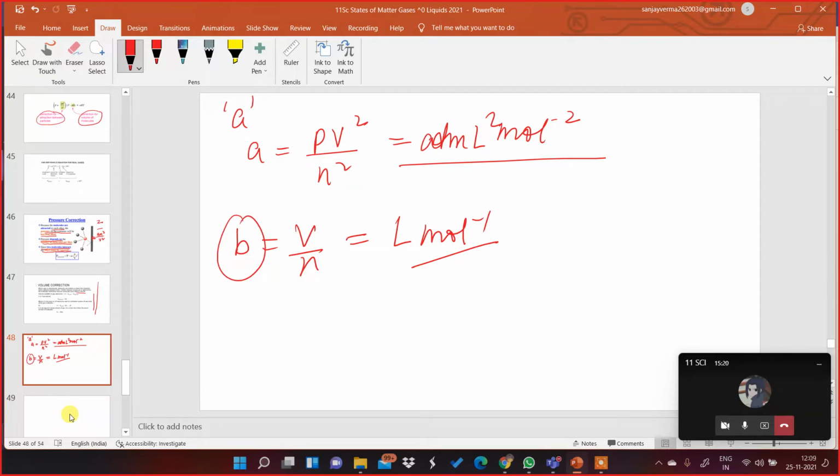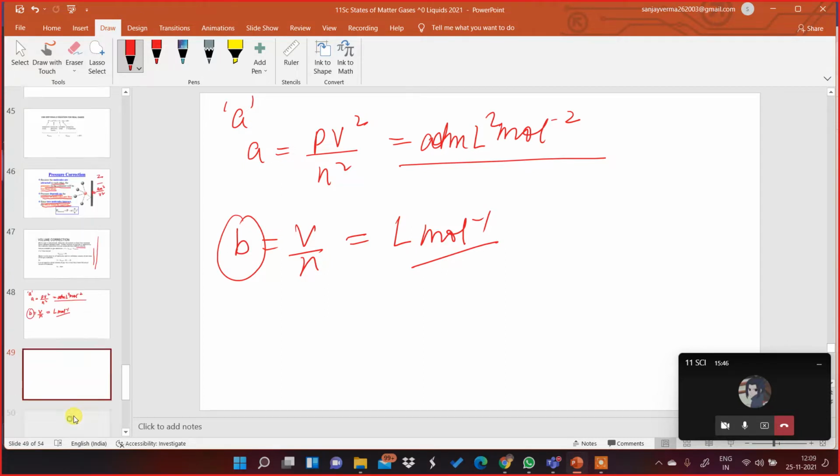Okay, so this was the explanation for the correction for volume and correction for pressure in the Van der Waals equation. No numericals are required to be done from this part of the chapter, that is under the heading Van der Waals equation. Only the pressure correction and the volume correction must be understood. Why it is like that? Okay. Now, we move to the next subtopic in this chapter, which is called liquefaction of gases.